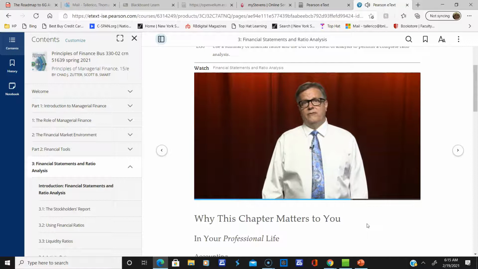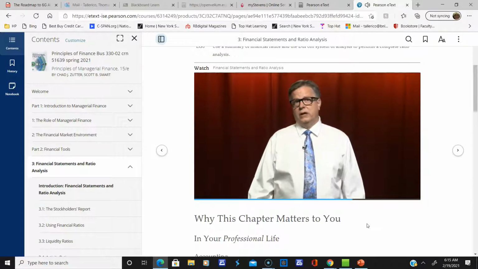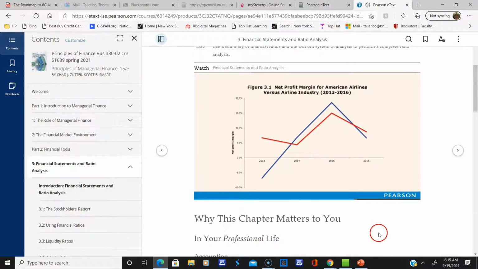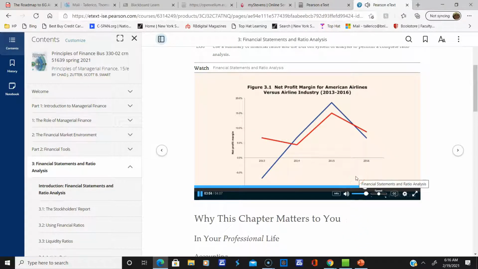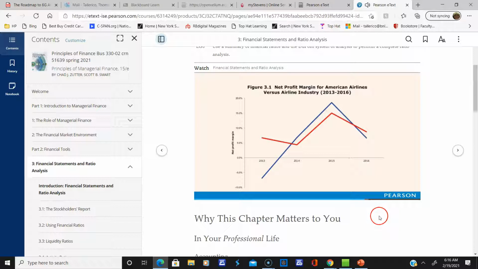The second way that we look at financial ratios to tell a story is a cross-sectional analysis that compares a firm's ratios to its competitors. The red line shows the average net profit margin for the airline industry over the same period. Comparing American Airlines numbers to the industry average helps us assess whether American is performing better or worse than other airlines. Notice that the average net profit margin for the industry bounces up and down, just like the American net profit margin does, though not quite to the same extent.